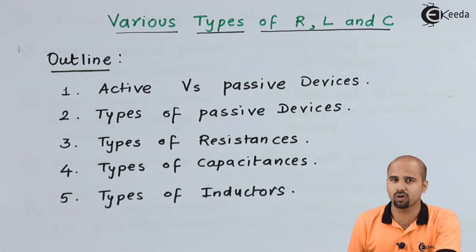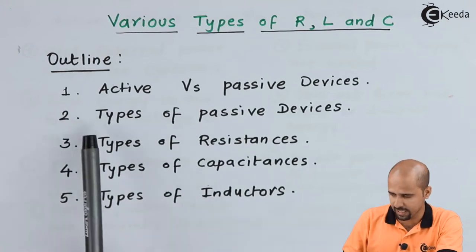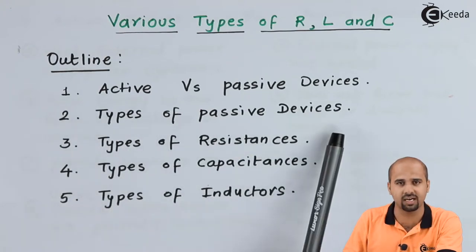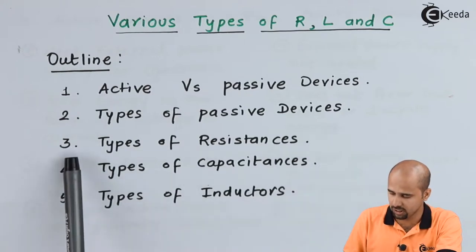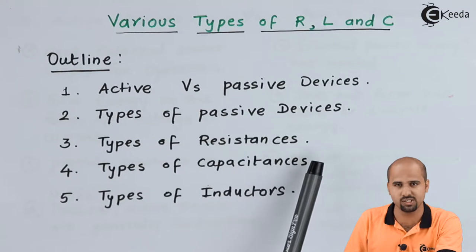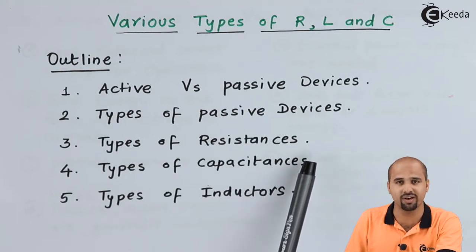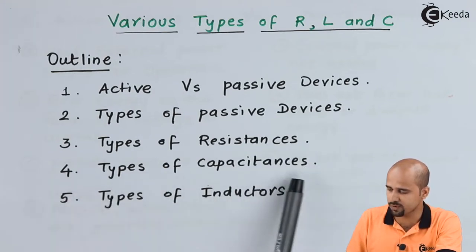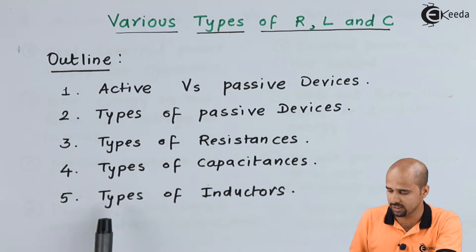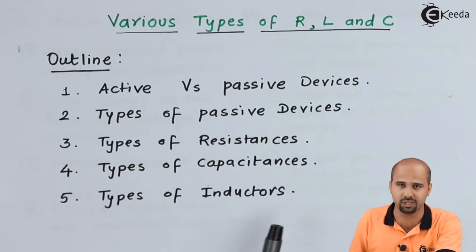Our outline for this particular topic is active and passive devices, that is the first part. The second part is types of passive devices, that are nothing but resistances, capacitances and inductors. The third one is types of resistances. Various types of resistances are available on the basis of ratings of power and material and so on. Then the types of capacitances that we have to deal with. Then we have to deal with the types of inductors, and the end of this particular session.